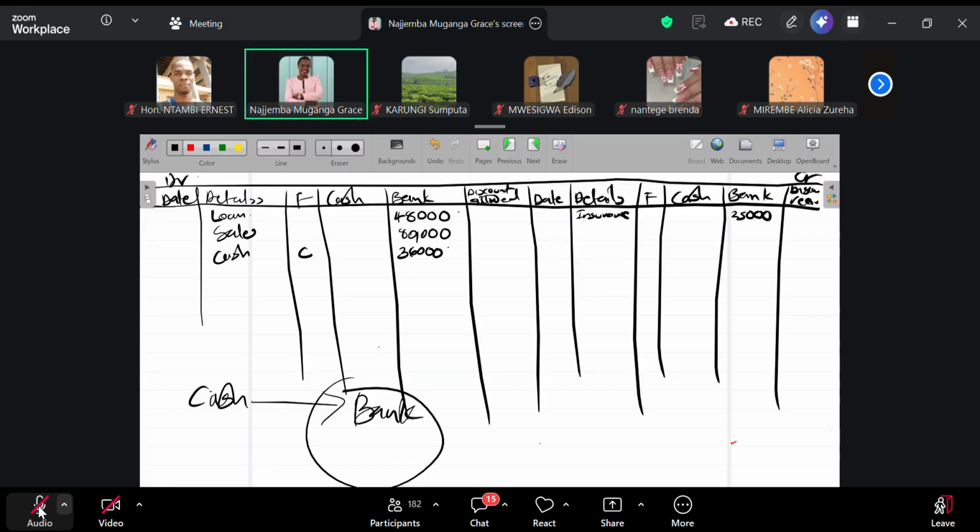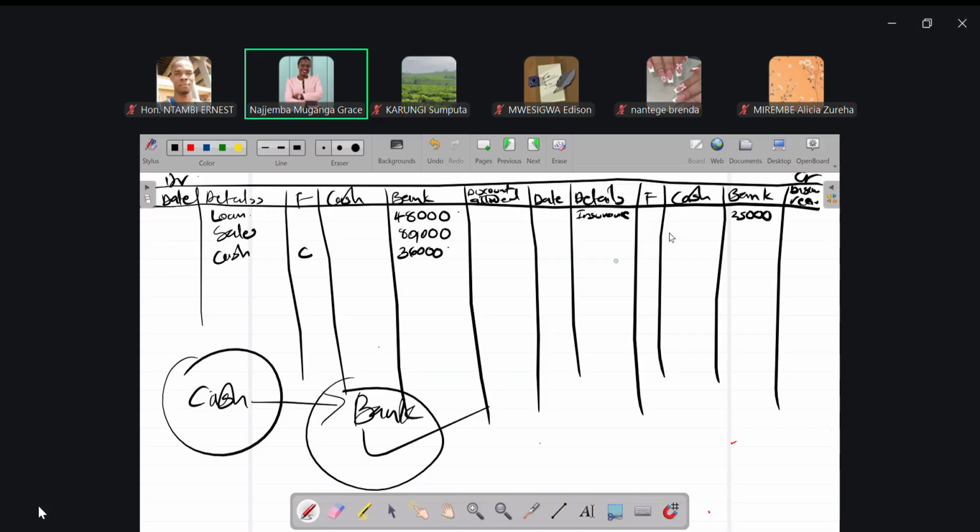Then complete the double entry and post showing cash reducing, cash giving to bank. So on the credit side, under cash, come and show that 36,000 were lost to bank. Are we now set to post the discount?